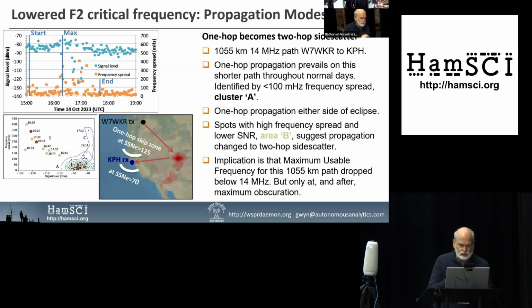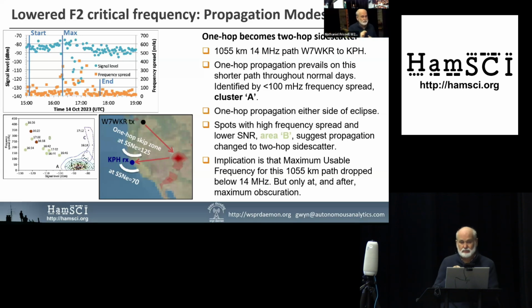But let's not look at them as a time series. Let's look at them as the graph on the bottom left, where we're doing a two-dimensional plot of signal level on the x-axis and frequency spread from FST4W on the y-axis. And then let's add some contours in there so we can see where the majority of the points lie. And you can see cluster A, most points lie in cluster A. It's very tight. This is a tight relationship of signal level and frequency spread. It's one hop. It's pure one hop. That's what we're going to have.